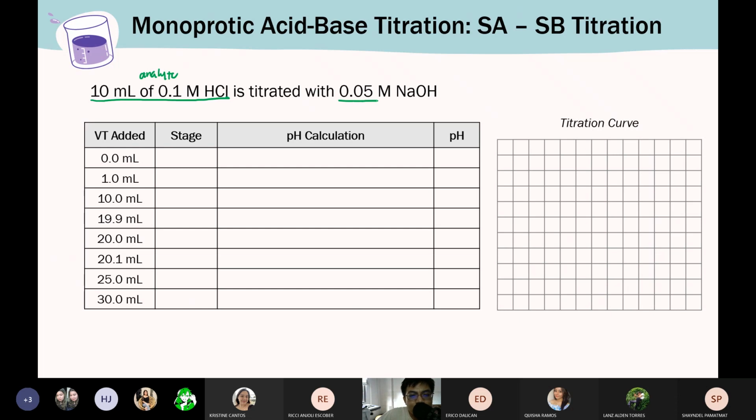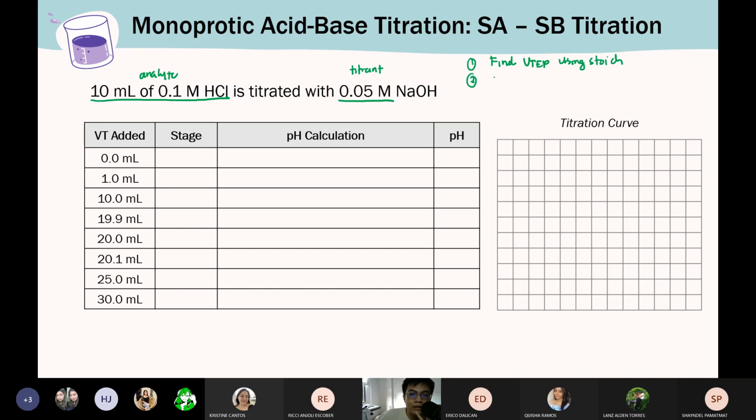And this one is your titrant, no? Kung ano yung unang sinabi, yan yung analyte. And sumunod, yun yung titrant. Just to give you the steps, hanapin nyo si VTEP. Find the volume of titrant at equivalence point using stoichiometry.